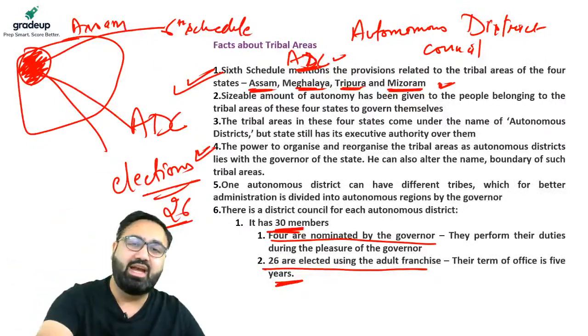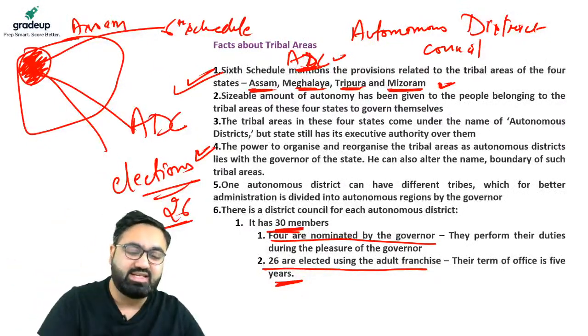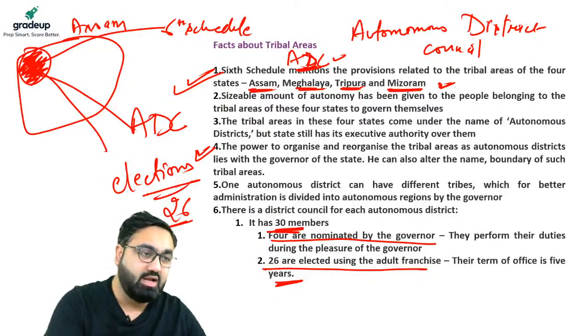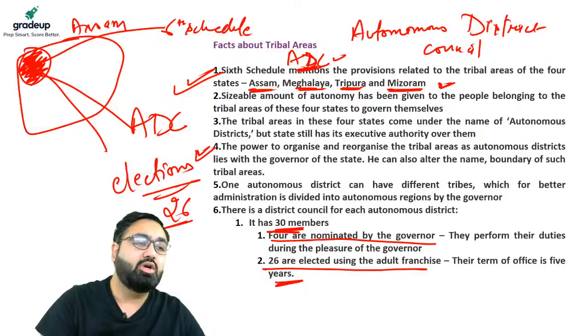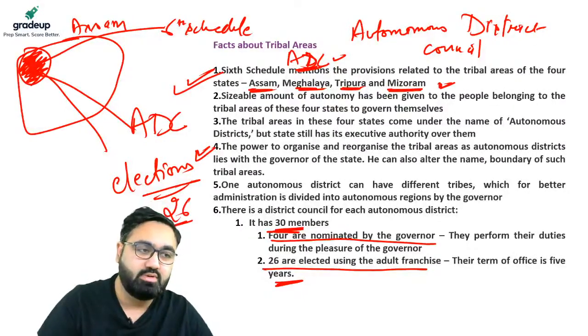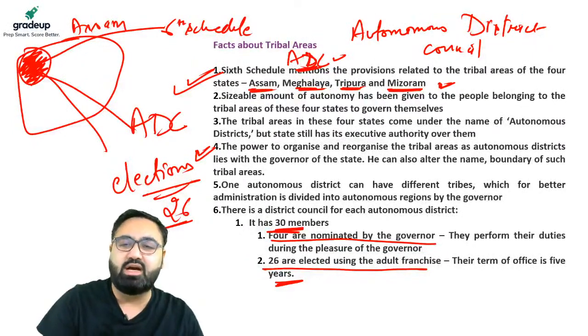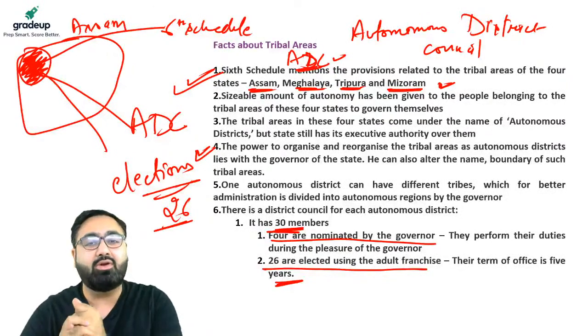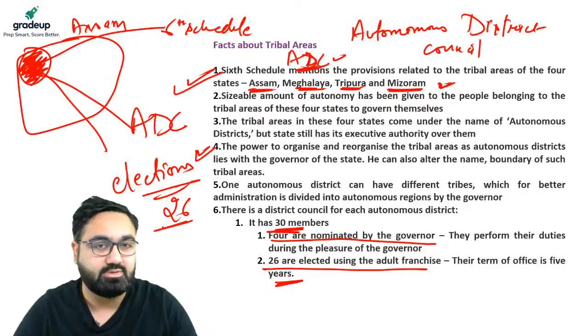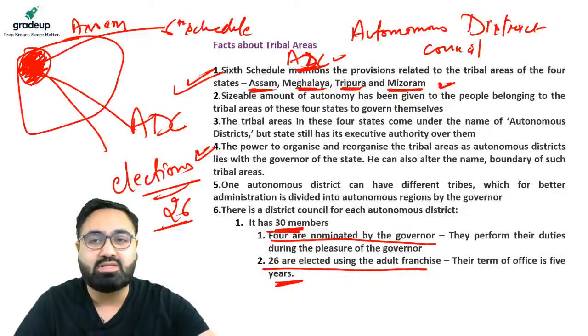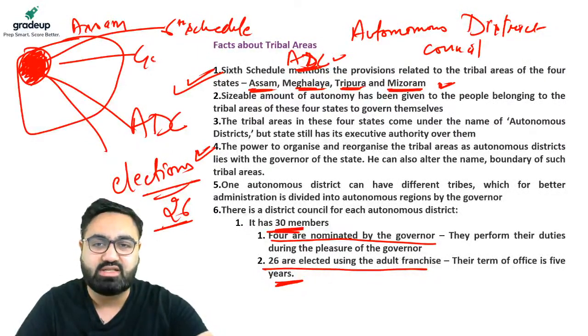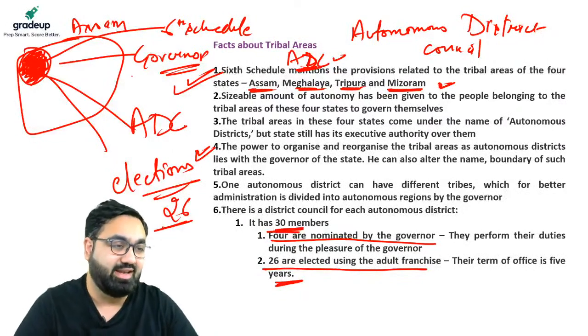But in the 6th schedule areas, we have the autonomous district council. They have the power to make their own laws. This is the difference between the 5th schedule and the 6th schedule. In 6th schedule areas, the autonomous district council can make their own laws. In the 5th schedule area, they can only advise the government about the laws. Who decides how big or small this area will be? The governor decides.